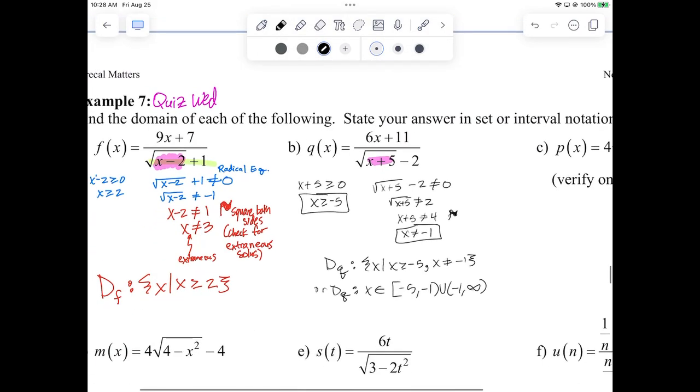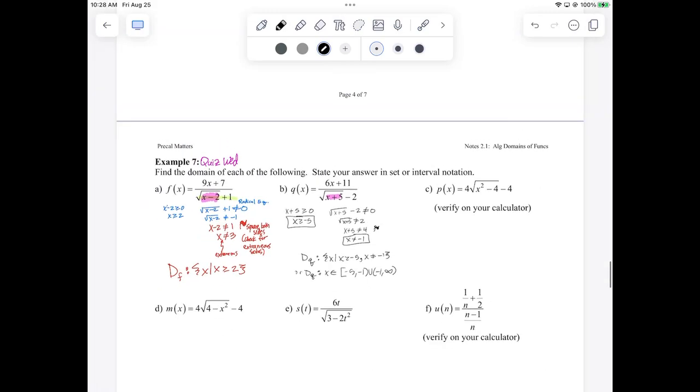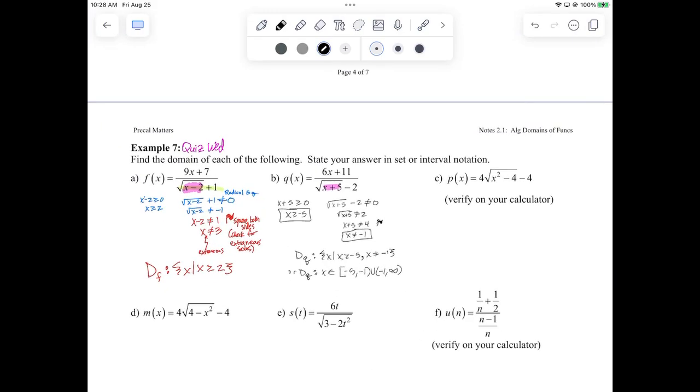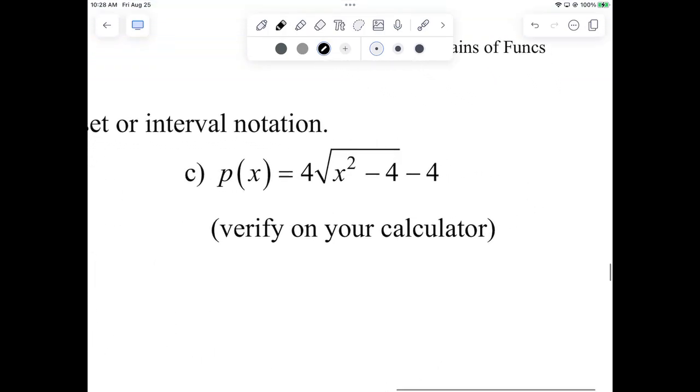All right, so you know how to do those, right? How much time we got? We got a little bit of time. Let's do one more. P of x is 4 times the square root of x squared minus 4 minus 4. It says to verify on the calculator. Maybe we'll have time to do that. This will give me an opportunity to show you that calculator.